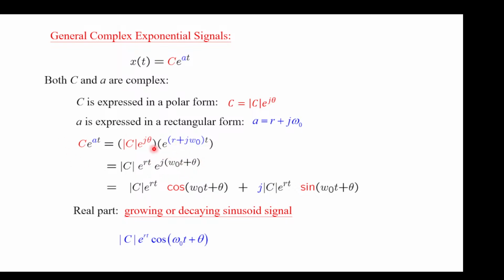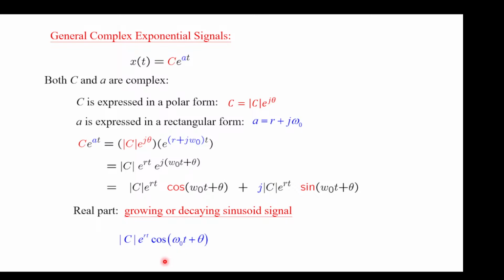So the imaginary part of e to the something is e to the j theta and e to the j omega naught t. So here we already have the c and the e to the rt. These are all real, so this is just some real exponential signal. So we have e to the rt times cosine of omega naught t plus theta, or the imaginary part is c times e to the rt times sine of omega naught t plus theta. So we see that the real part and imaginary part are just growing or decaying sinusoidal signals.